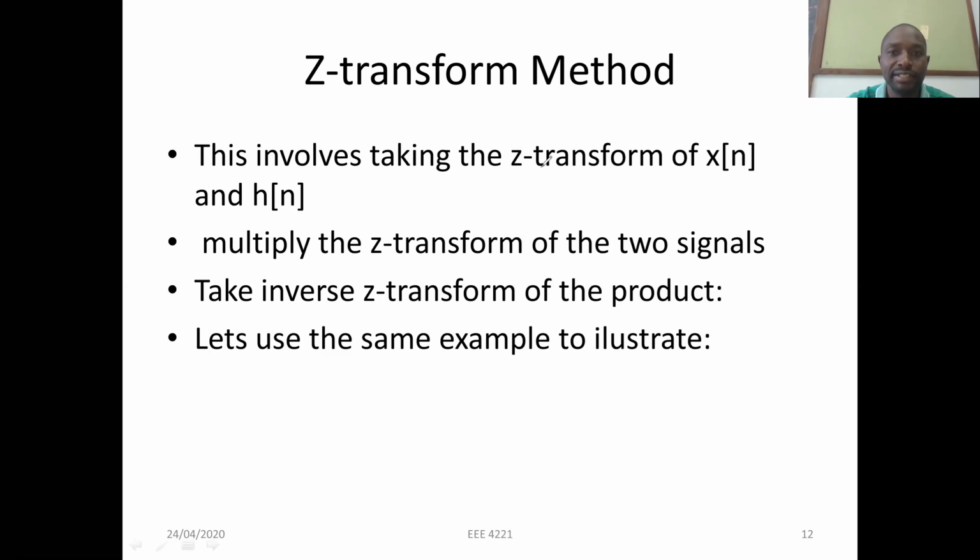Number 1, take the Z-transform of x of n and h of n. Number 2, multiply the Z-transform of the 2 signals. And number 3, take the inverse Z-transform of the product. And then once you do that, you will have the output y of n. So let us use the same example now to illustrate how we can apply Z-transform in convolving 2 signals.